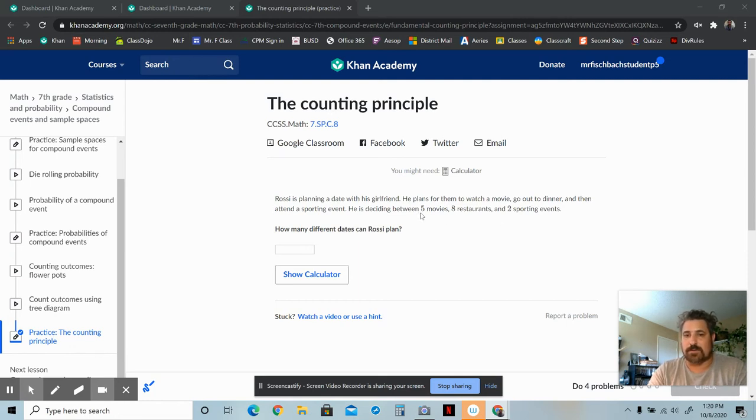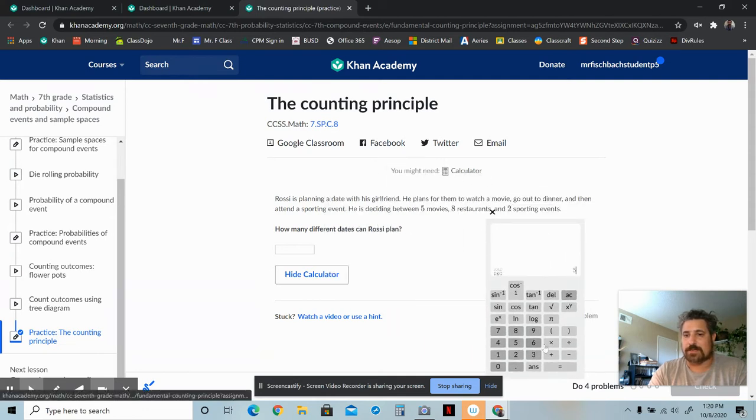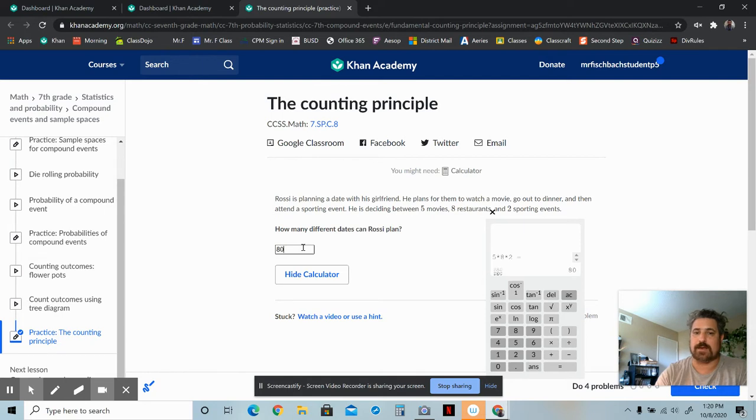So literally just multiply the number of movies you can choose from times the number of restaurants times the number of sporting events. So you get the calculator out and you go, okay, that's just 5 times 8 and then times 2. And that's the answer. So it's going to be 80 possibilities. He has 80 dates that he can make. All right? And then you go to the next one.